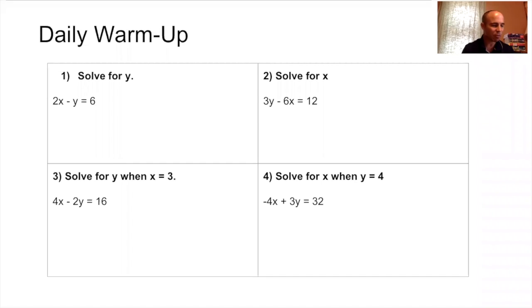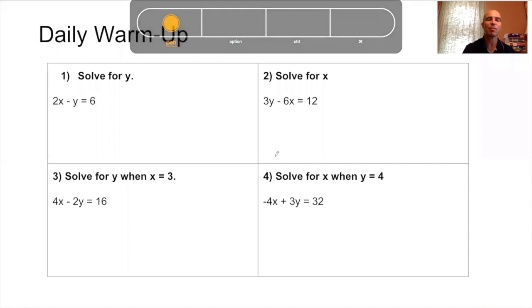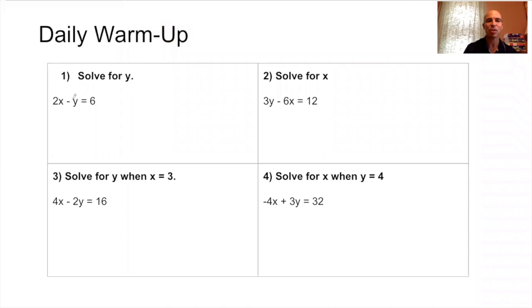Your warm-up was really a review of yesterday, right? Solving for variables. Here we're asked to solve for y, so basically get y all by itself. You're going to move this x over, so I guess what we do is subtract 2x from both sides. We get 6 minus 2x.